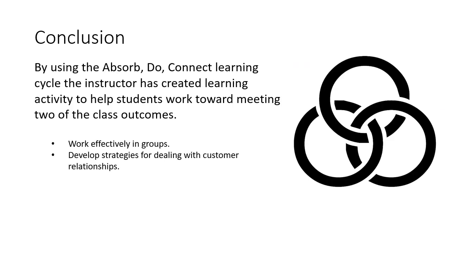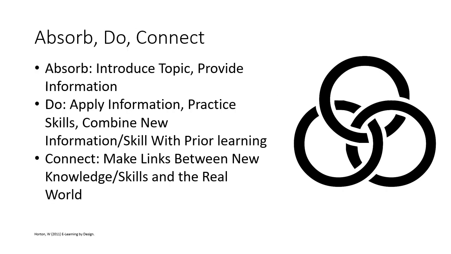So in conclusion, by using the absorb, do, connect learning cycle, this instructor has created a learning activity that helps students work towards meeting 2 of the class outcomes, working effectively in groups and developing strategies for dealing with customer relations. Absorb, do, connect. Again, absorb is activities that introduce the topic and provide information. Do activities are those that have students apply information, practice skills, combine new information and skills with their prior learning. And then connect is about making links between what they've learned and the real world.